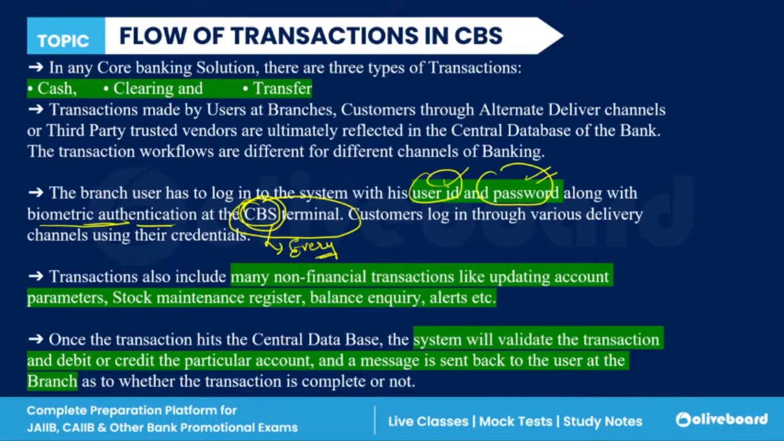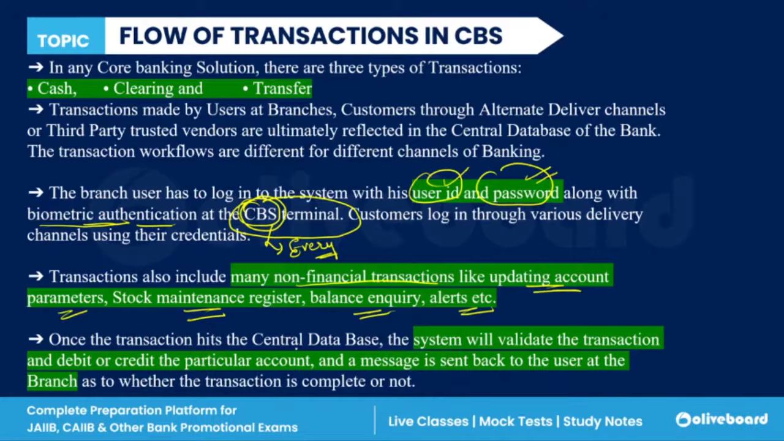Now, transactions also include what? If we talk about transactions, they also include various types of non-financial transactions in the core banking solution. What are these non-financial transactions? Like updating account parameters, stock maintenance register, balance inquiry, and alerts, right? These are all the transactions included in the non-financial transactions. These are all in the core banking solution.